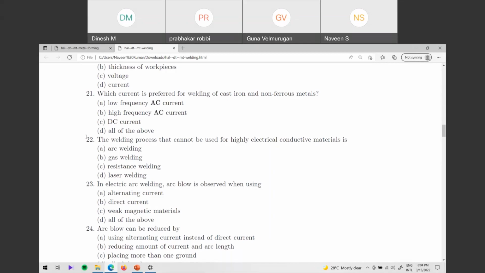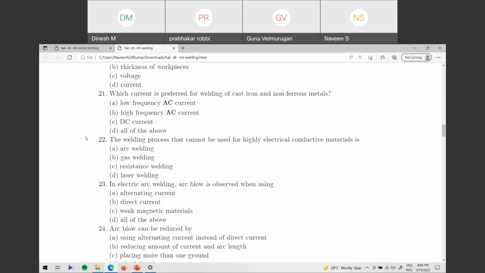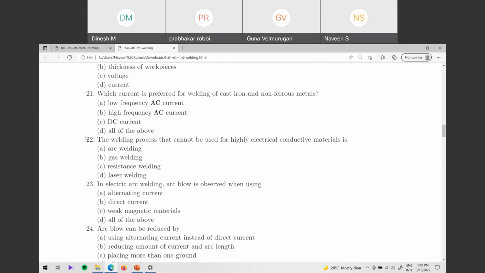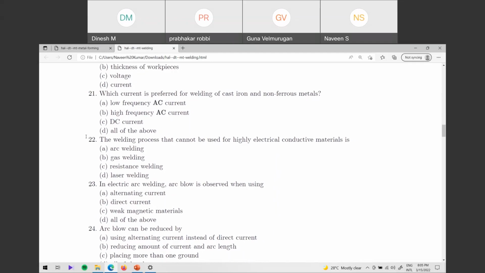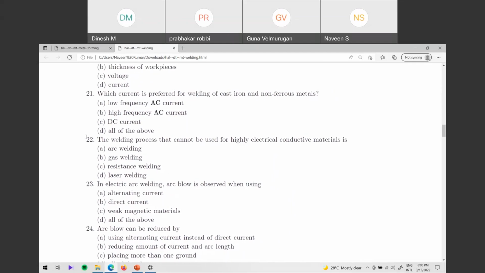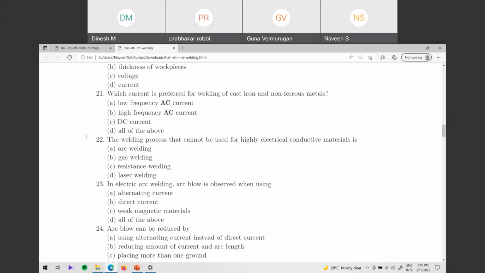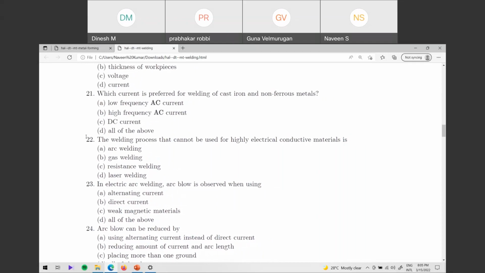But in resistance welding, if your conductivity is high, in the sense you have the least resistance, then there is no point of melting happening, because there is no resistance, there is no heating. There is no heating, no joining. So that's the reason why resistance welding cannot be used for highly electrically conductive materials. Is it okay? Yes. Like that, everything is a logical thing.